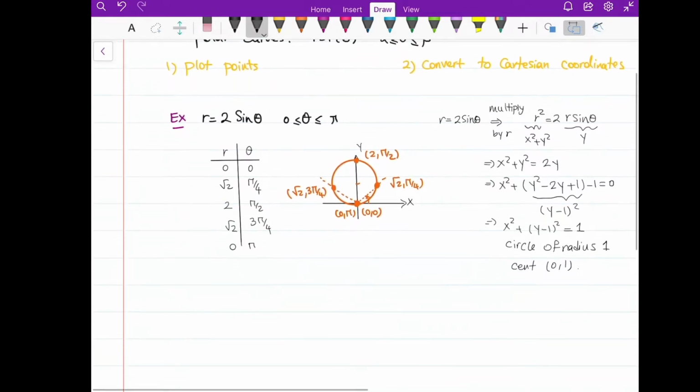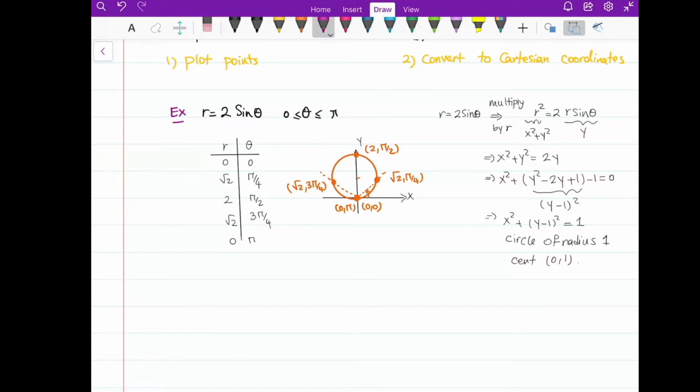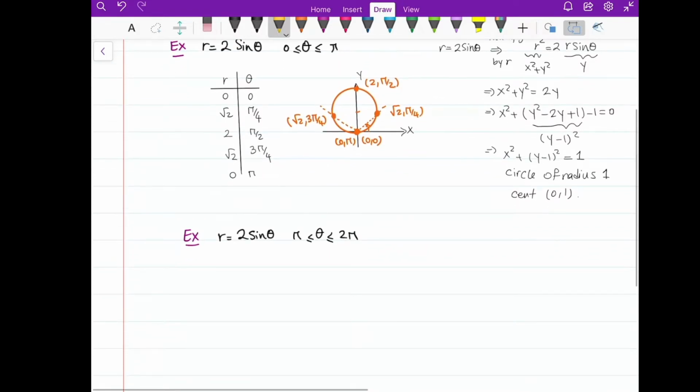Okay, so let me give you one more example. When we have r equals 2 sine theta, where theta is between pi and 2 pi. Okay, I'm going to use two ways. The first one is by plotting points.